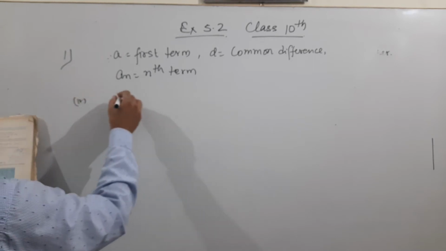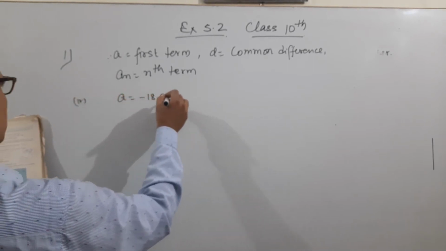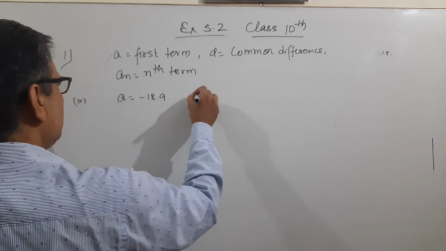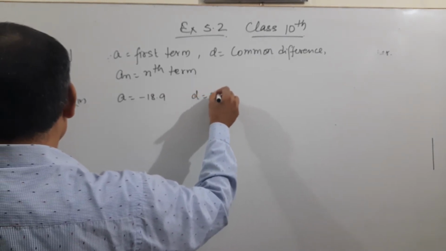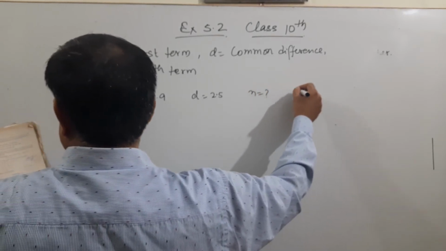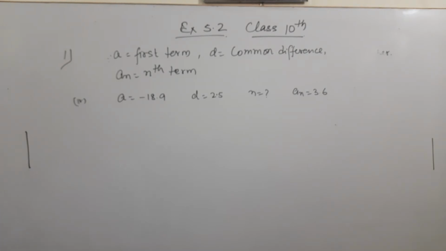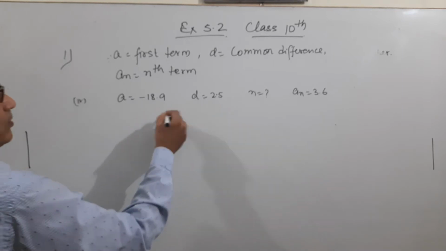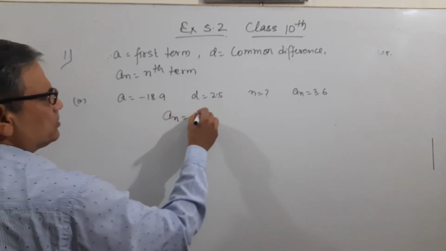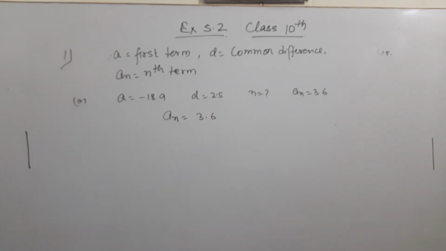Here is the fourth part. What is given here? A is equal to minus 18.9. D is equal to 2.5. N is the question mark. And AN is equal to 3.6. That means we know AN is equal to 3.6, and now find the value of N.